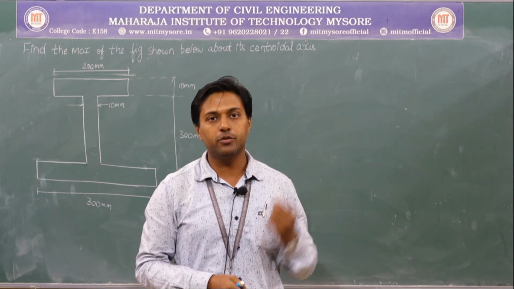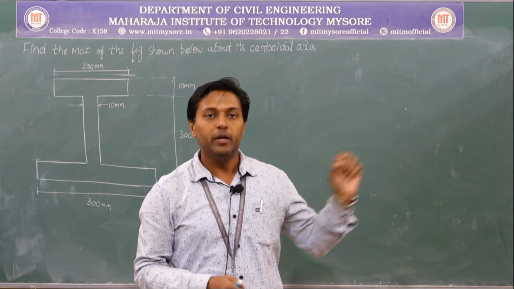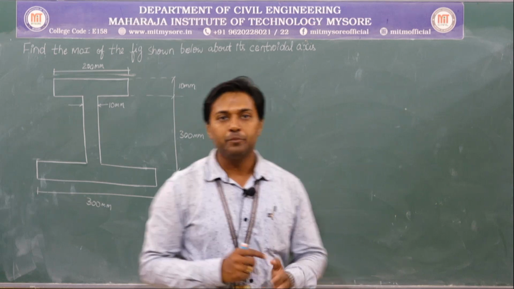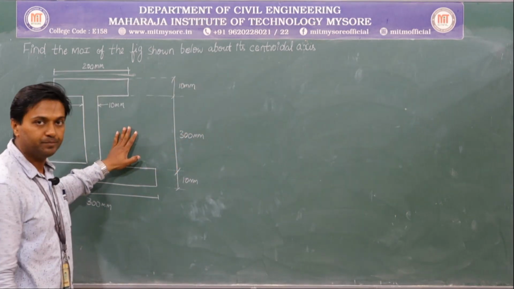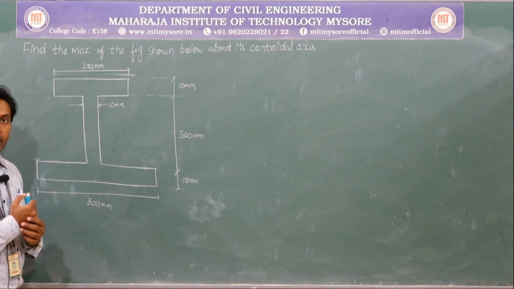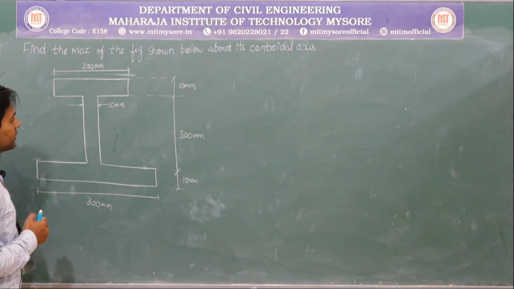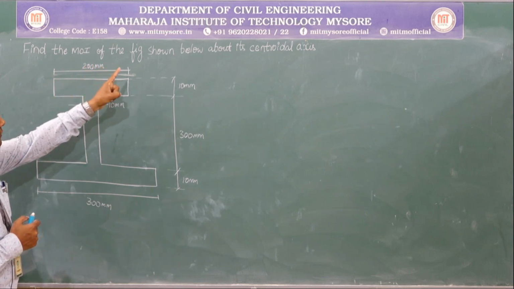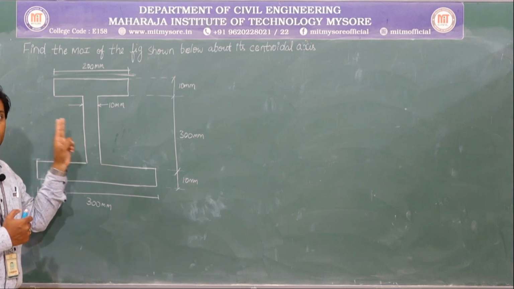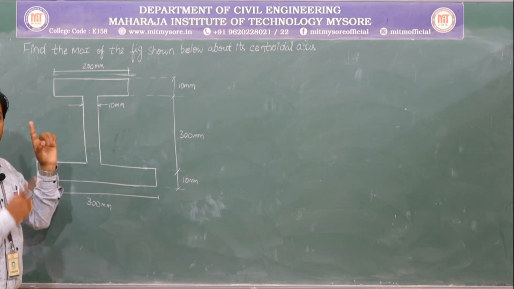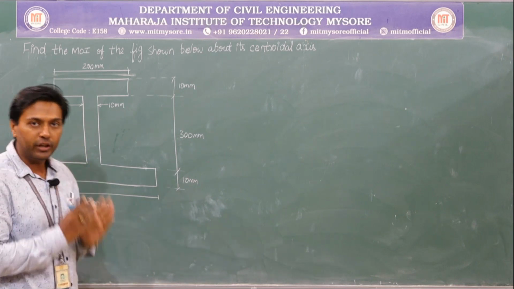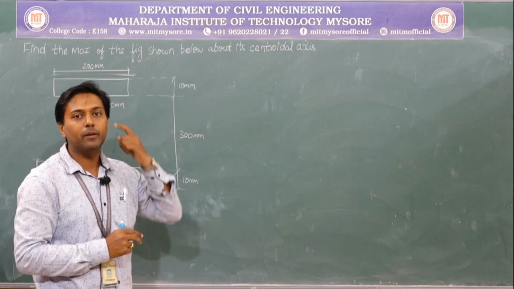So you should always study the centroid before going into the moment of inertia. Now let me move on. This is the diagram that they have given. It's an I section. They are asking us to calculate the moment of inertia of the figure shown below about its centroidal axis. So I want to calculate the centroid. If you don't know the centroid procedure, it is compulsory that you study that and only then come here.